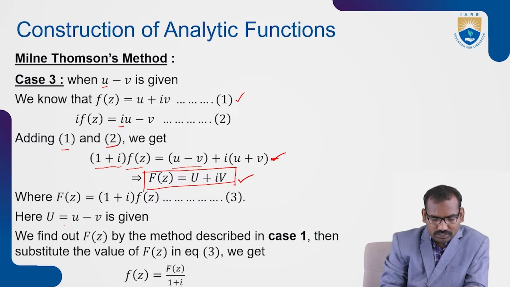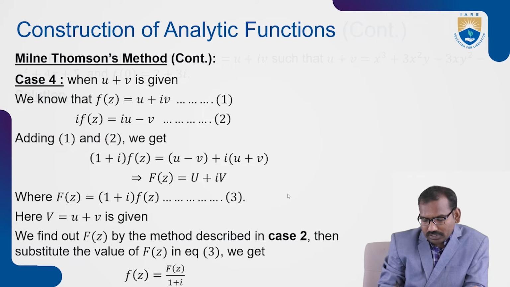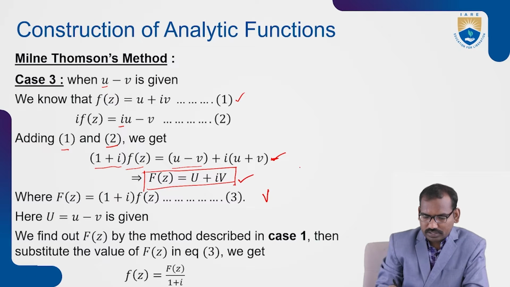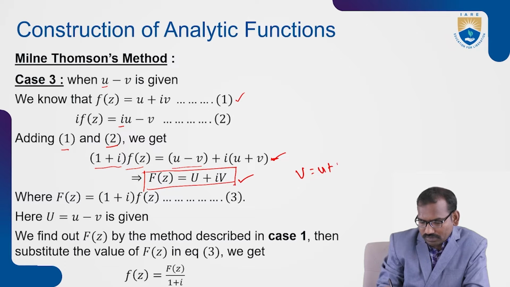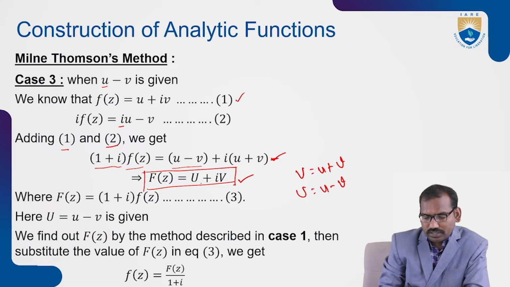It is given to us u minus v. What is u minus v? I am taking u minus v as capital U, and taking u plus v as capital V. So capital V is u plus v, and capital U is u minus v. Here we are constructing f of z, where capital U and capital V are defined like this.